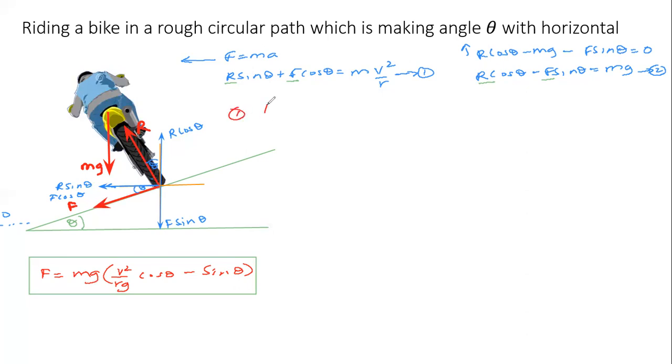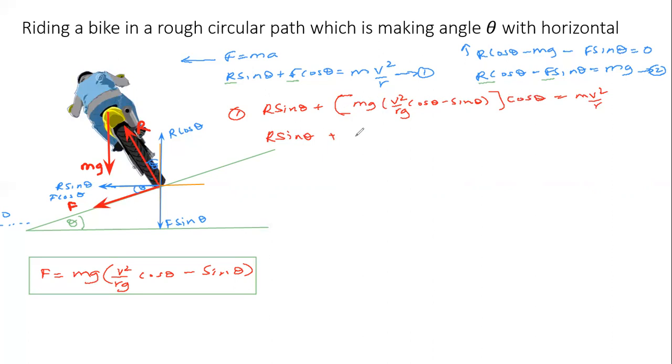So in 1, I have r sin theta plus, instead of F, I can use this mg into v squared over rg cos theta minus sin theta. This is F, and then we have cos theta here. Cos theta equals mv squared over r. So all we want is to make r the subject. Let's keep r sin theta here and multiply this in g and cos theta into the brackets.